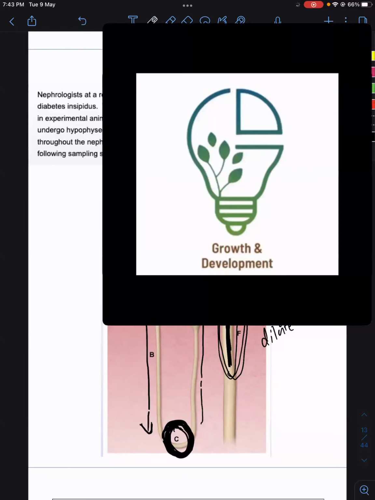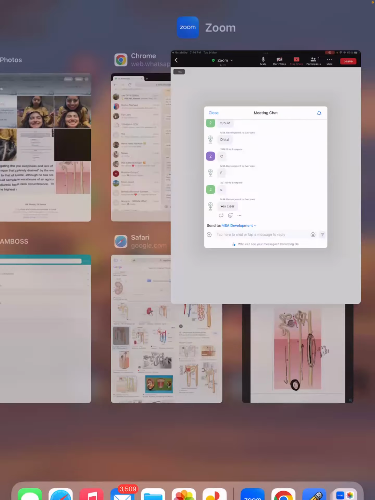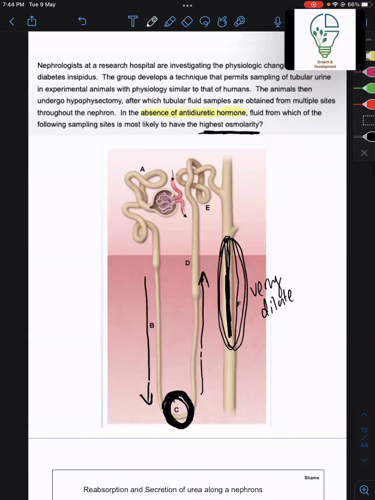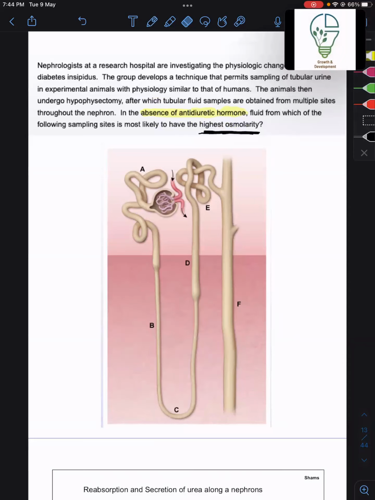Does that make sense? Is that more clear why it's not F? Okay. If it said something like ADH was present and they were pointing specifically to somewhere like over here, and that was like G or something, then that could be a possible answer. But since ADH is not present, that means that the fluid is very dilute, and that means that this is the most concentrated.